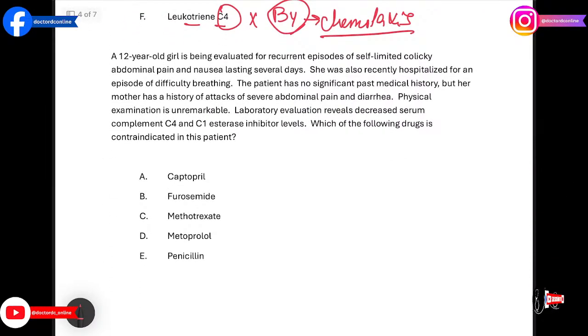The next question is, a 12-year-old girl is being evaluated for recurrent episodes of self-limited abdominal pain and nausea lasting several days. She was also recently hospitalized for an episode of difficulty breathing. The patient has no significant past medical history, but her mother has a history of attacks of severe abdominal pain and diarrhea. The physical examination is unremarkable. The laboratory evaluation reveals decreased serum complement C4 and C1 esterase inhibitor levels. Which of the following drugs is contraindicated in this patient?